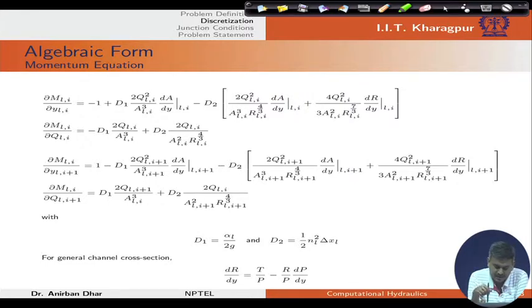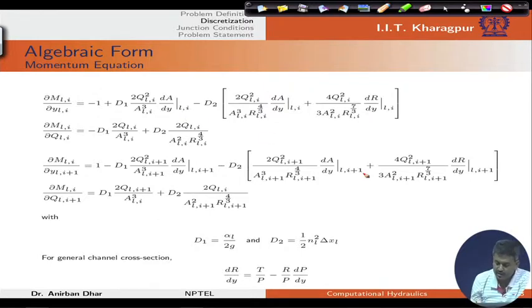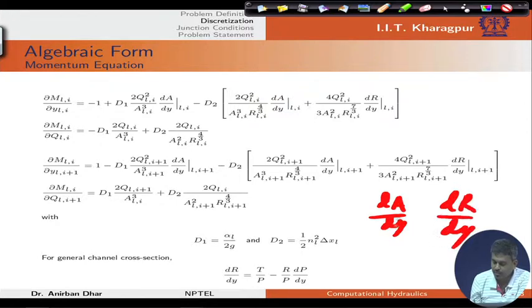In the general case, we already know that dR/dy we can calculate like this, where T is the top width, P is the wetted perimeter, and R is the hydraulic radius. So, this is the change in hydraulic radius with respect to y. dA/dy and dR/dy, both are functions of y.